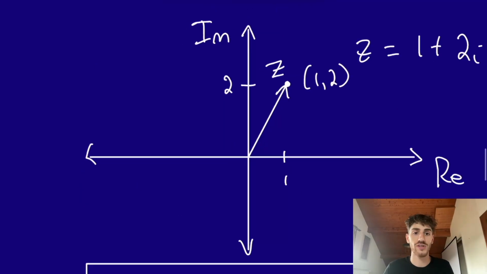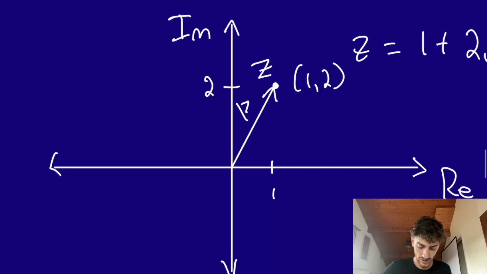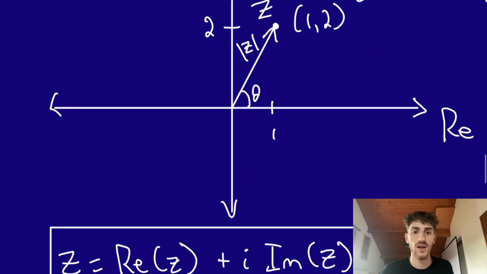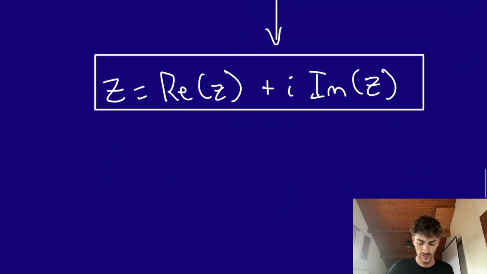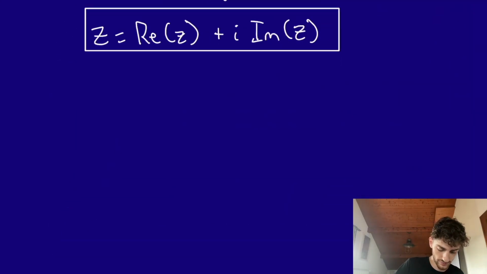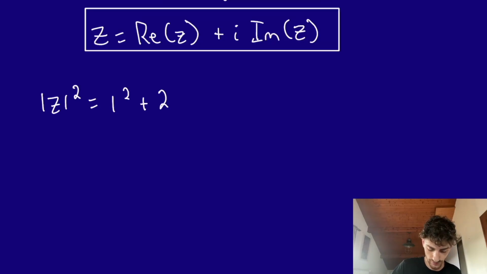Okay, so since this is represented as a vector, it of course, just like any other vector, has a magnitude, magnitude of Z, and an angle, theta. So the magnitude, you can just use the Pythagorean theorem, right? So it's just the hypotenuse of this right triangle, okay? So the height of this triangle is of course 2, the base is 1, okay? And so the magnitude of Z, in this case, squared, would be 1 squared plus 2 squared, which is 5. Okay, so the magnitude of Z would be square root of 5.